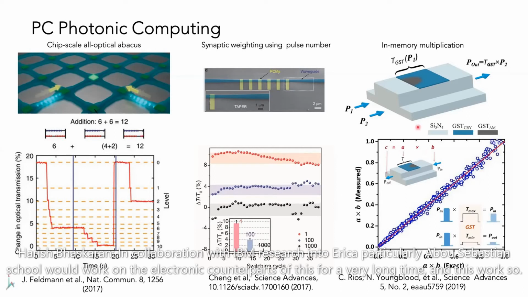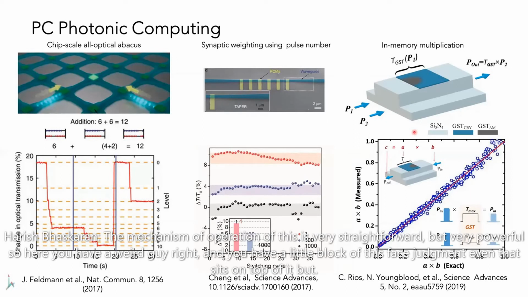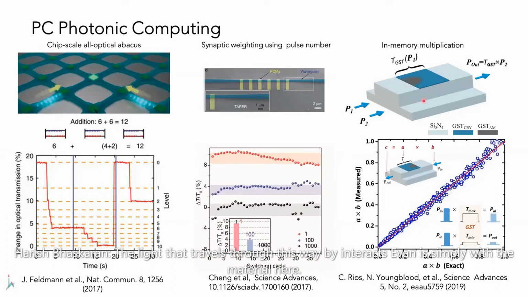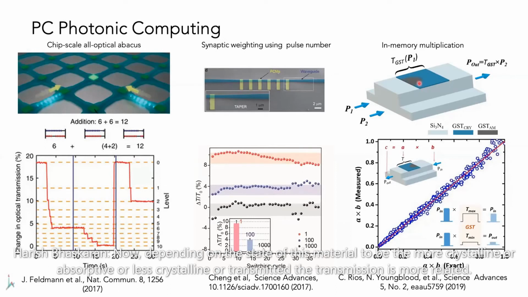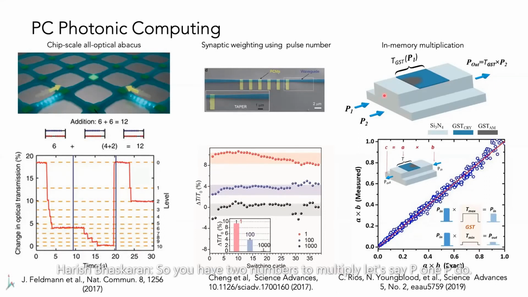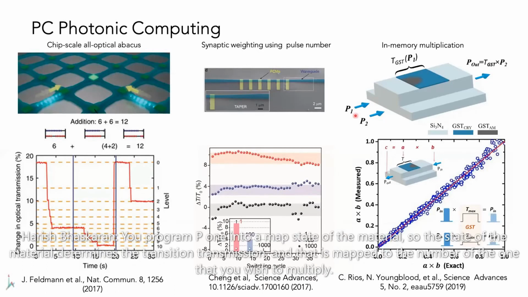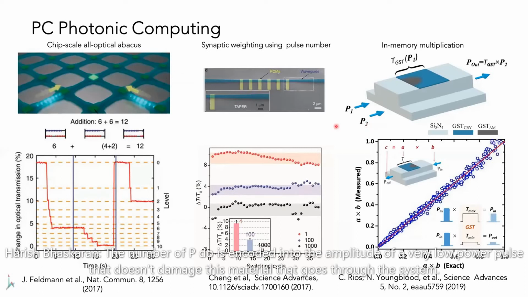The mechanism of operation of this is very straightforward, but very powerful. So here you have a waveguide, right? And you have a little block of this phase change material that sits on top of the waveguide. The light that travels through this waveguide interacts evanescently with the material here. Now, depending on the state of this material, which is either more crystalline or absorptive, or less crystalline or transmissive, the transmission is modulated. So you have two numbers to multiply, let's say P1 and P2. You program P1 into a mapped state of the material. So the state of the material determines the transmission, and that is mapped to the number P1 that you wish to multiply. The number P2 is encoded into the amplitude of a very low power pulse that doesn't damage this material that goes through the system.